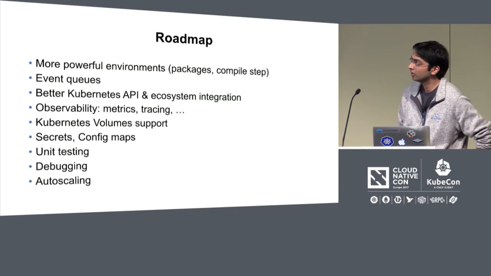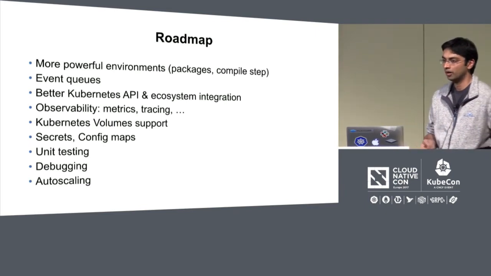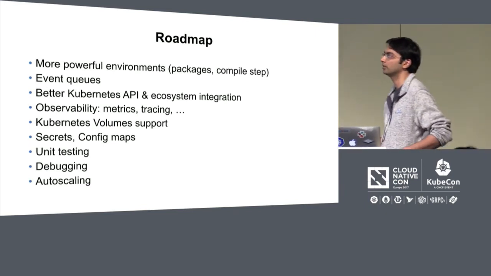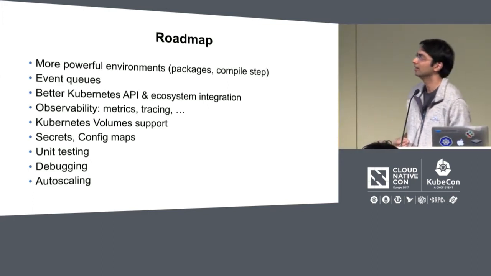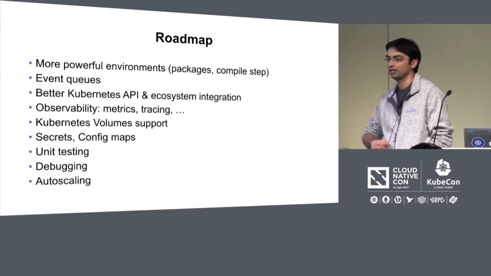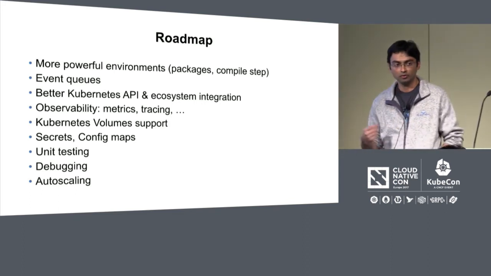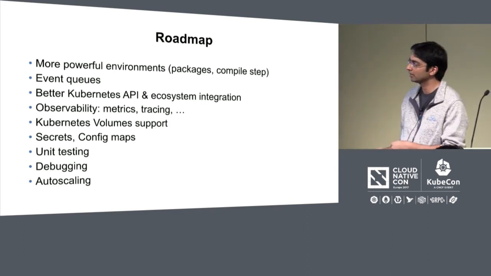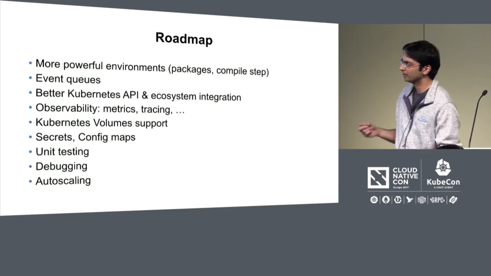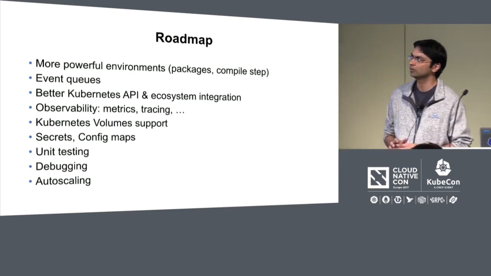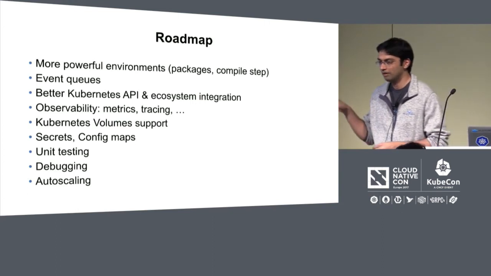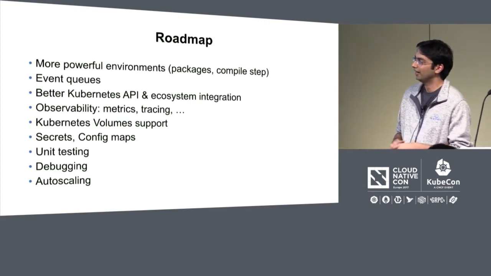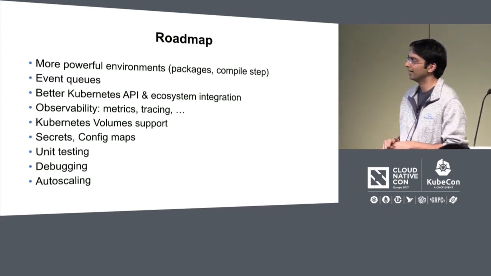There's a bunch of stuff on our roadmap. We're improving the power of environments. Today you can only do single files. So we're adding packages, compilation. Because today, even though we support Go, you have to build it on your own machine and upload a plugin. We're integrating with one or more event queues. There's a whole bunch of work around the API, and I'll dive into it more.